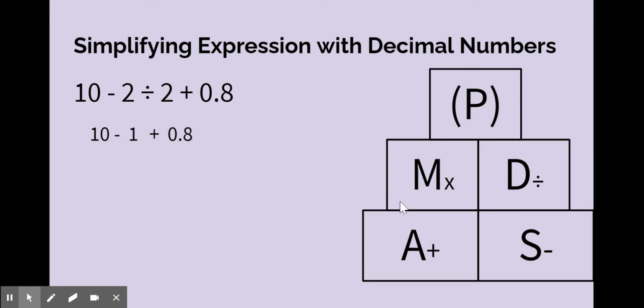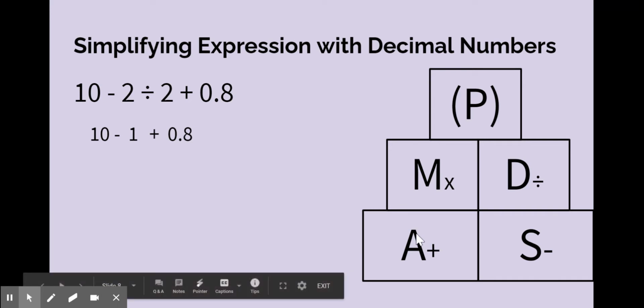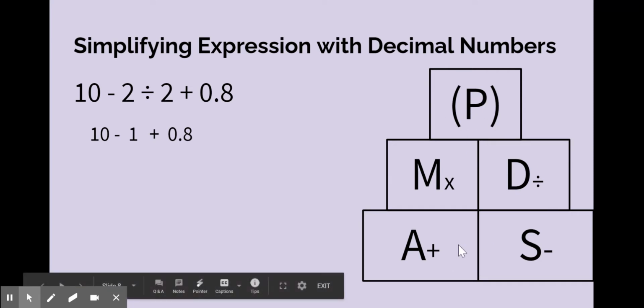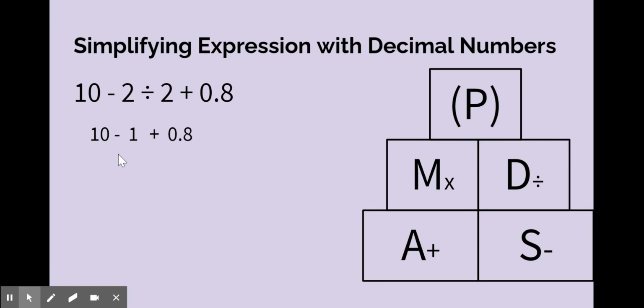So looking at our chart, what would we do first? Add or subtract? Because there's no parentheses, we would do what comes first, and what comes first is to subtract. So subtract 10 take away 1, and that is 9. And we would drop the rest of our expression down to make a new expression. Then we would add 9 plus 8/10, which would be 9 and 8/10.